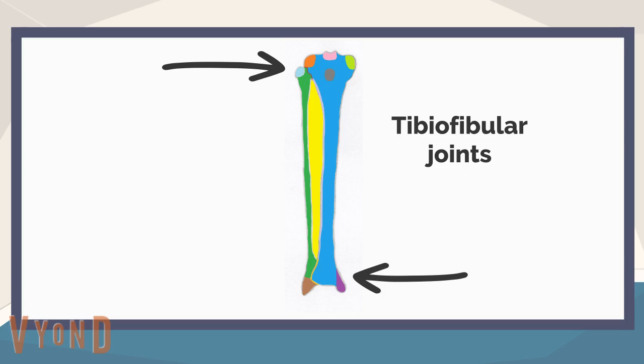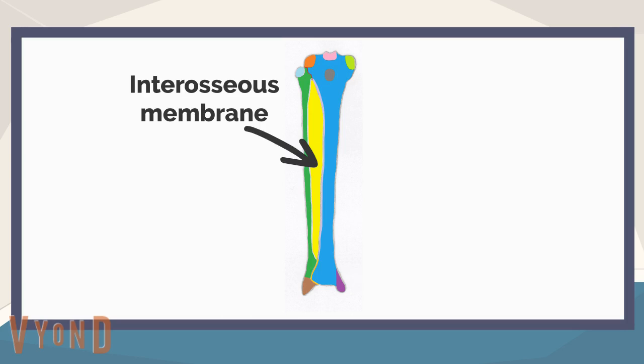The joints between the tibia and fibula cannot move and are called the tibiofibular joints. The tibia and fibula are held together by the interosseous membrane. It prevents the two bones from pulling apart and holds them firmly in place.